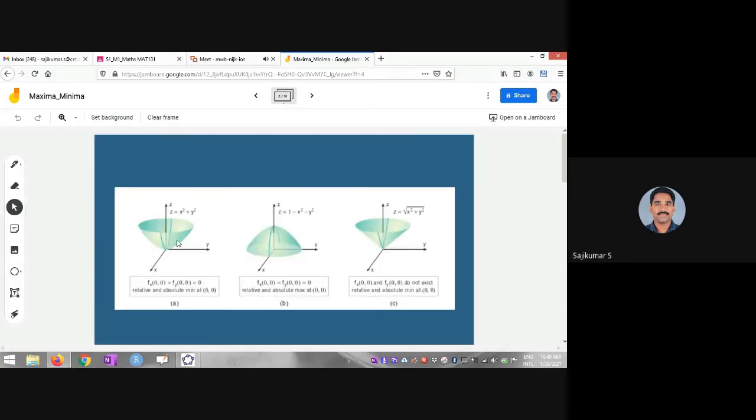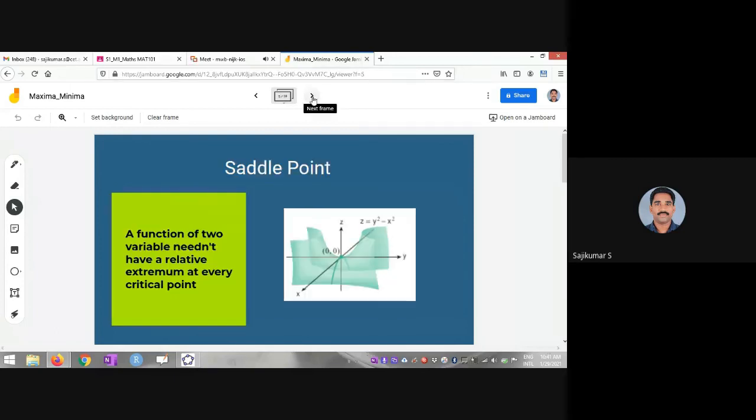See the example for the function z is equal to x square plus y square. The first derivatives are zero at the origin. So the function can have a relative and absolute minimum at 0, 0. Here also the derivative is 0. It can have a relative and absolute maximum at 0, 0. For this function the first derivative does not exist, but it can have a relative and absolute minimum at 0. So we have to consider another point.